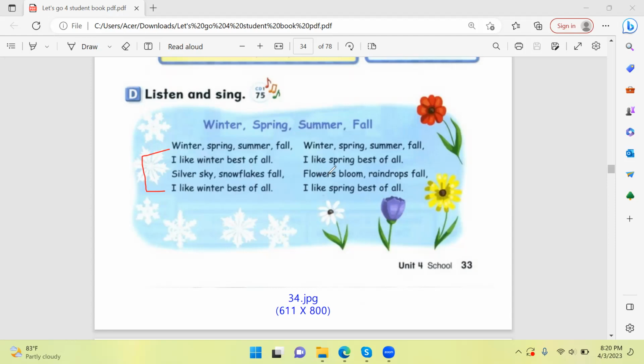Winter, spring, summer, fall. I like winter best of all. Snowflakes, snowflakes. I like winter best of all. Very good. How about this one? Winter, spring, summer, fall. I like spring flowers bloom. I like spring best of all.